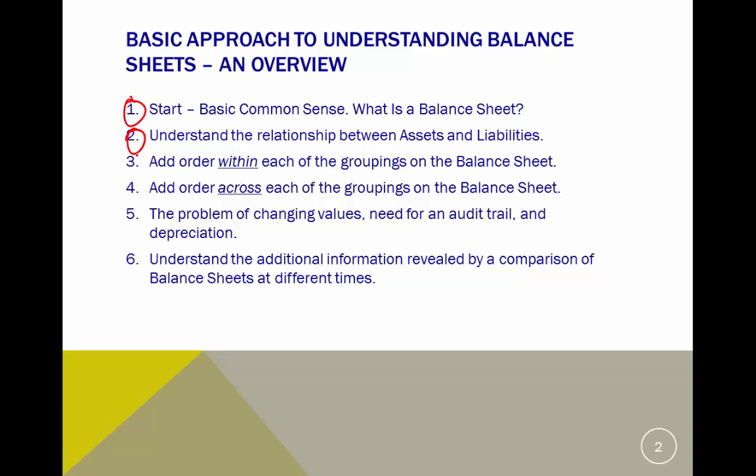And then once that's done, we go to item number 4, where we start realizing that, hey, if assets and liabilities are both laid out in a systematic form, what additional information can we get by looking across the 2 lists? From there, we go on in item number 5, looking at the problem of changing values.